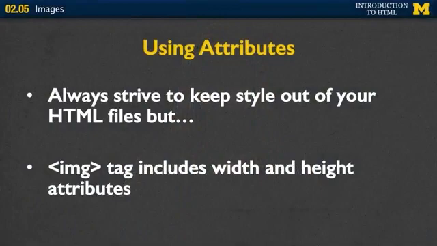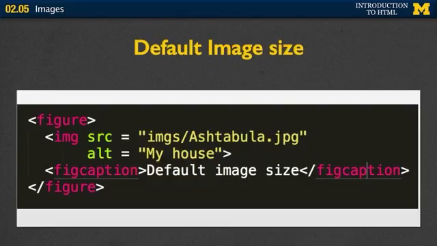Now, one of the things I talk about and everyone talks about is the importance of keeping style and content separate. And I really try to encourage people to not put any type of style attributes into their code. However, the image tag tends to be an exception because it includes both a width and height attribute. So let's go ahead and walk through, and I'll show you a picture of the site when we're done. The first option would be to just use the default image size. I have my image tag, and I have my two required attributes: source, where you can find the picture, and the alternate text.